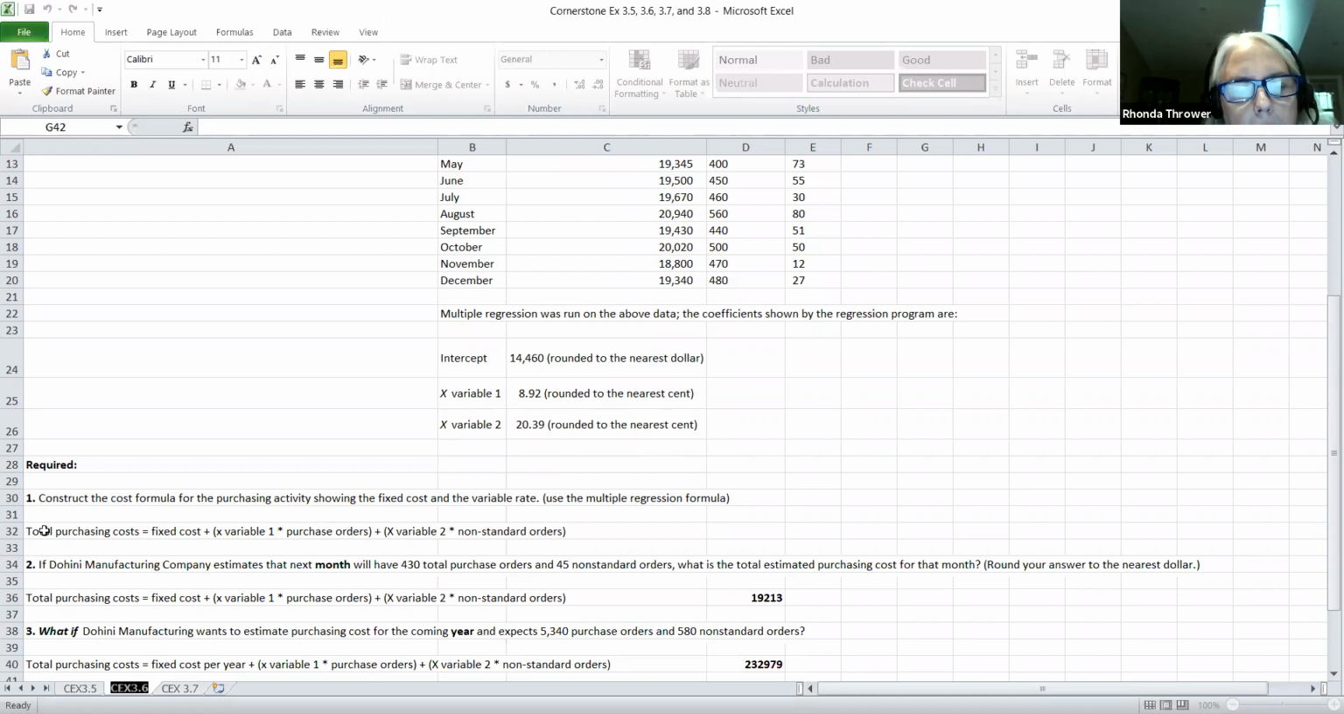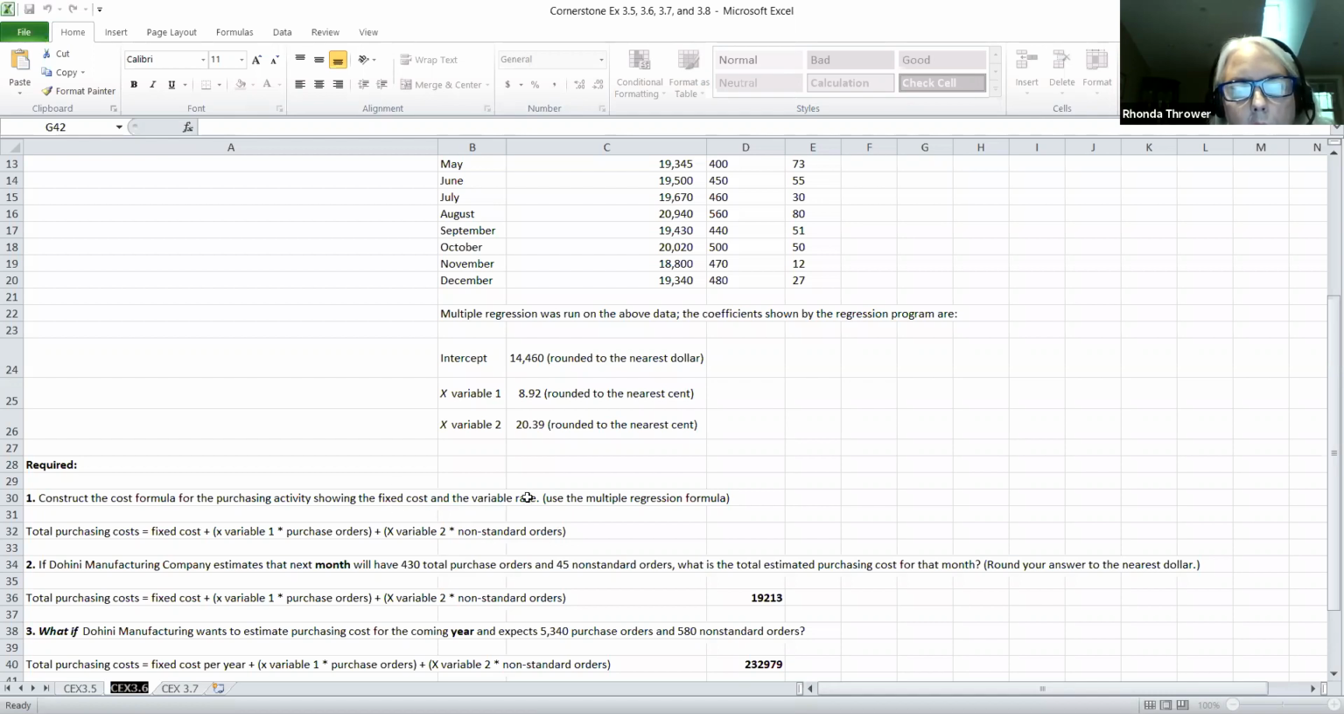So our total purchasing costs are equal to the fixed cost, it's still fixed cost, plus variable cost, but there's just two different types of variable cost. One is depending on the purchase orders and the other is depending on the non-standard orders. So X variable 1, which was $8.92, would be multiplied by the number of purchase orders for that particular month. And then X variable 2, which would have been your non-standard, would have been multiplied by the number of non-standard orders for that particular month.